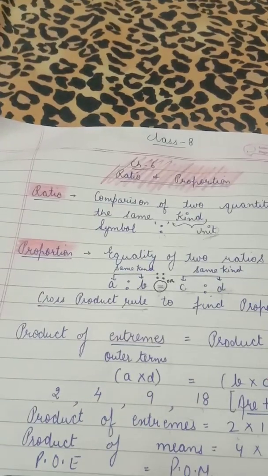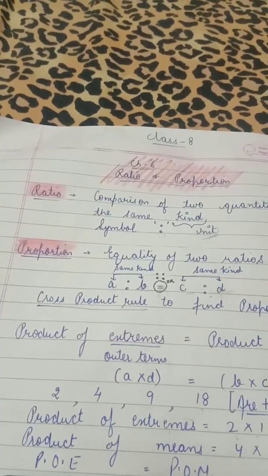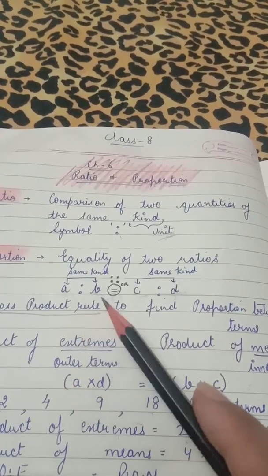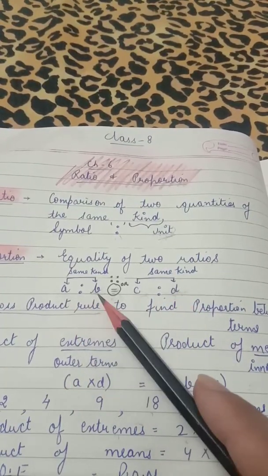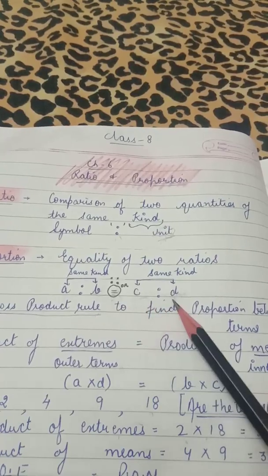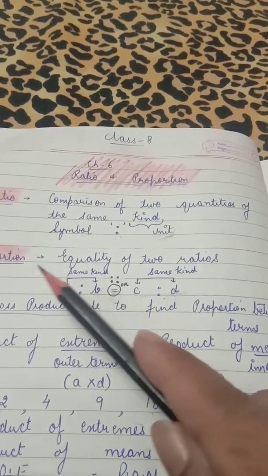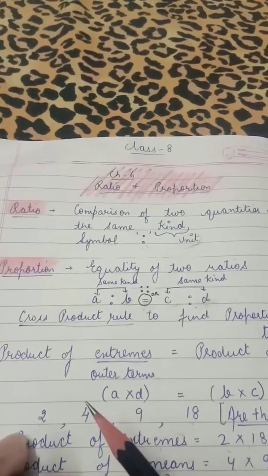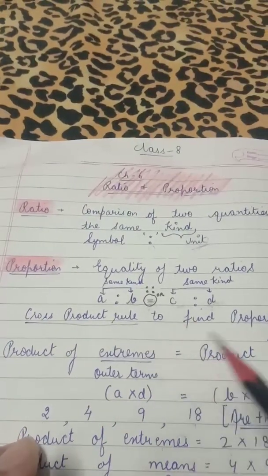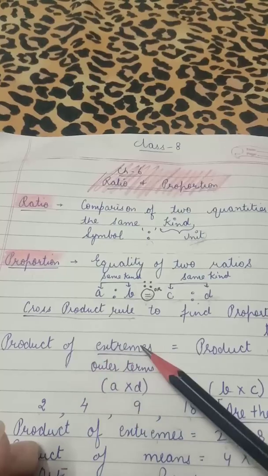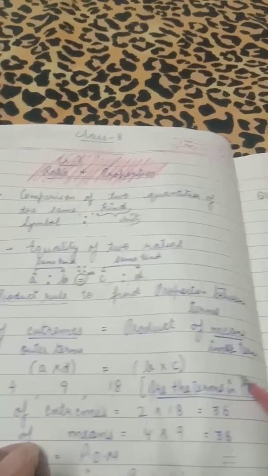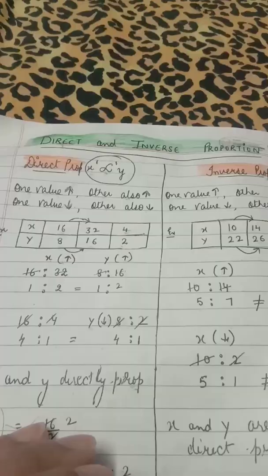The second part of ratio is proportion, and proportion means equality of two ratios. So where there are four terms and the ratio between first and second is equal to the ratio between third and fourth, when it is equal, the terms are said to be in proportion. To find any missing value in proportion, we always use a cross product rule, which means that product of extremes, where extremes are the outer terms, is always equal to product of means, where means are the inner terms.